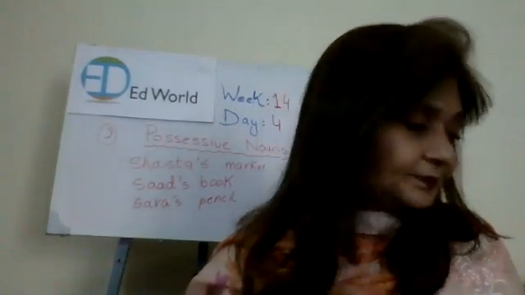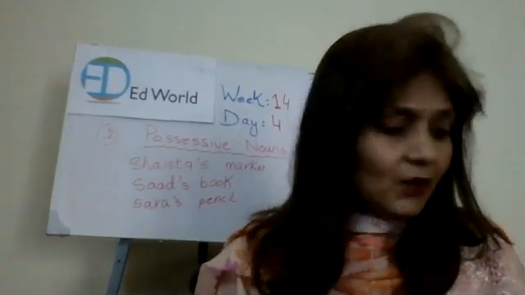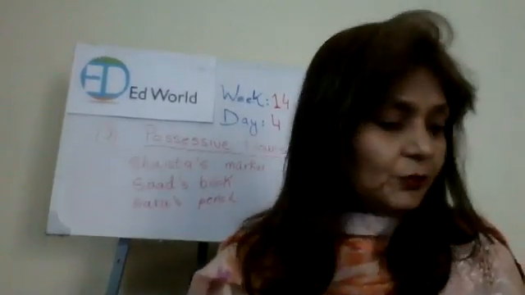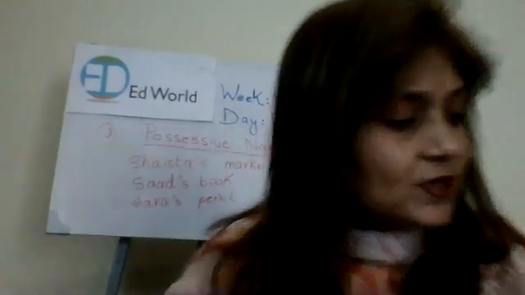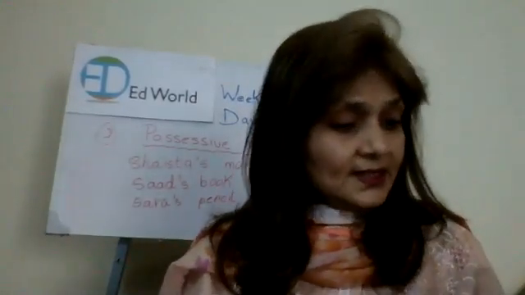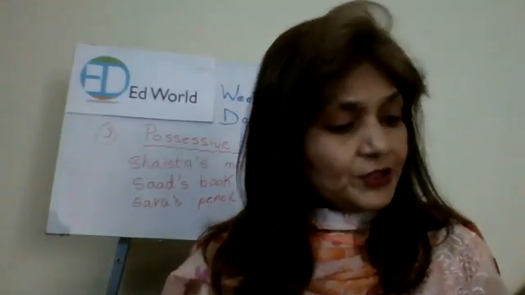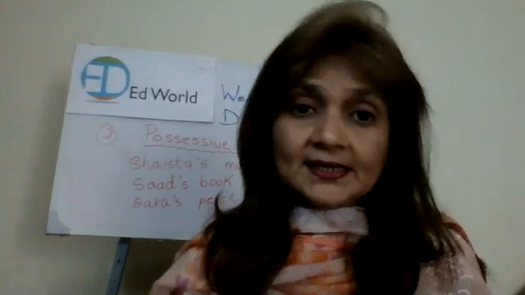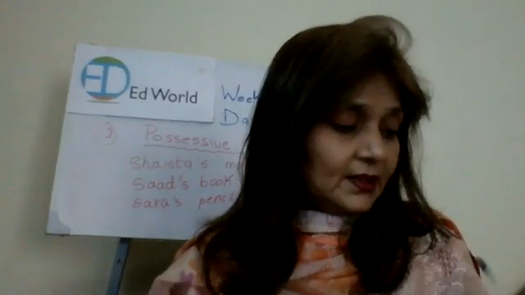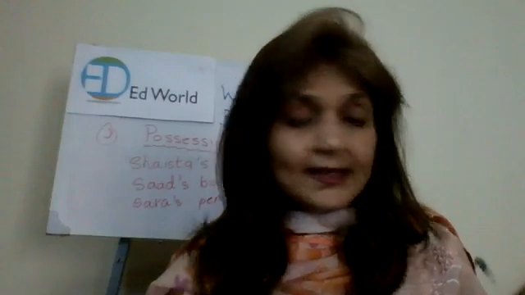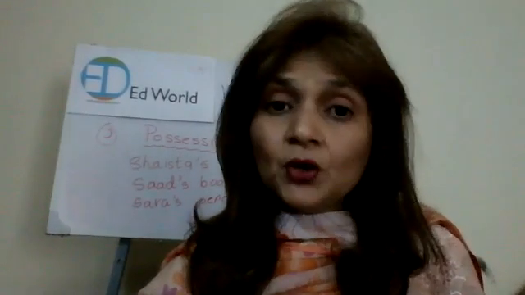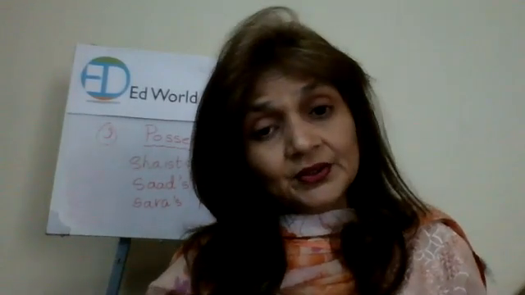You understand? Okay. Now in your book it tells you that possessive nouns tell you who owns something. They have an apostrophe and an S at the end, as I have told you. Now, Lara's letter, that means the letter belongs to Lara. Who belongs?